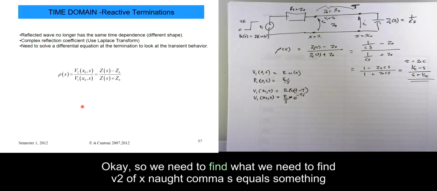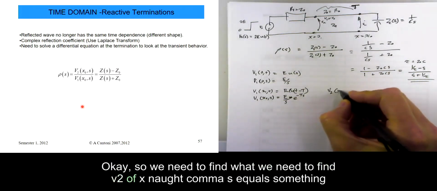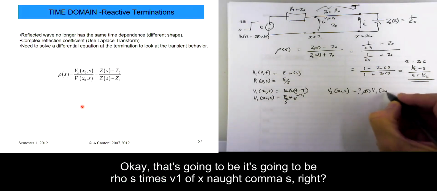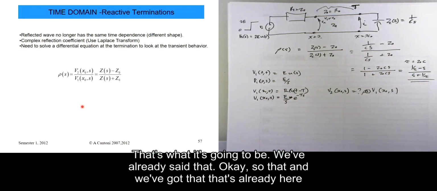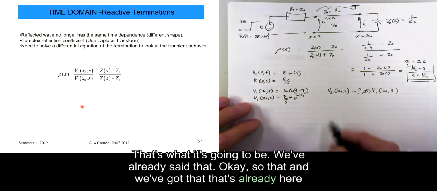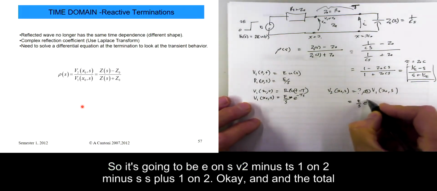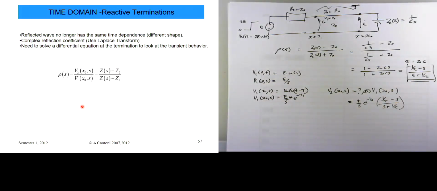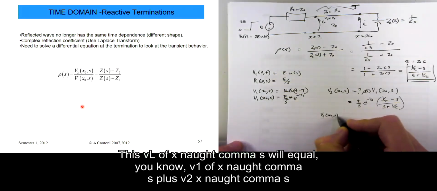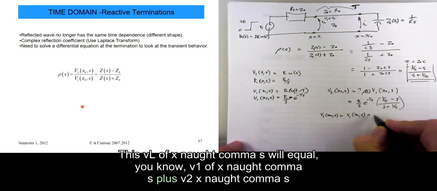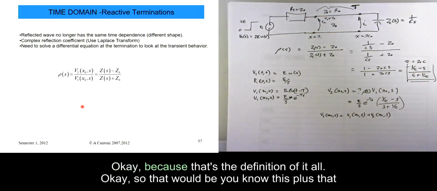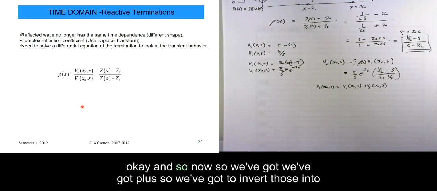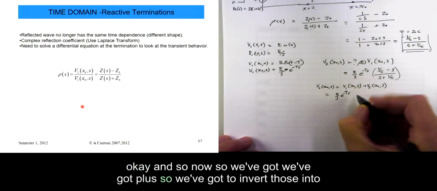So we need to find V2 of x naught, S. It's going to be rho S times V1 of x naught, S. We've already said that, so it's going to be E on S e to the minus Ts times 1 on tau minus S over S plus 1 on tau. The total, VL of x naught, S, will equal V1 of x naught, S plus V2 of x naught, S, because that's the definition of it all. So that would be this plus that.